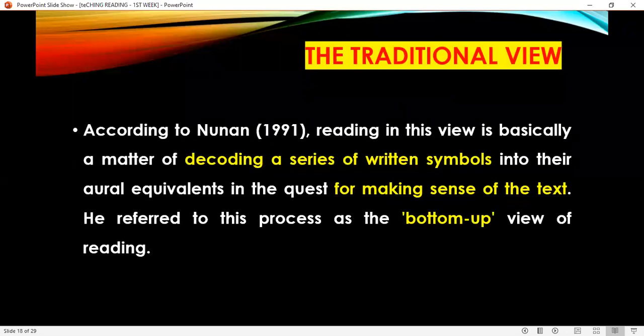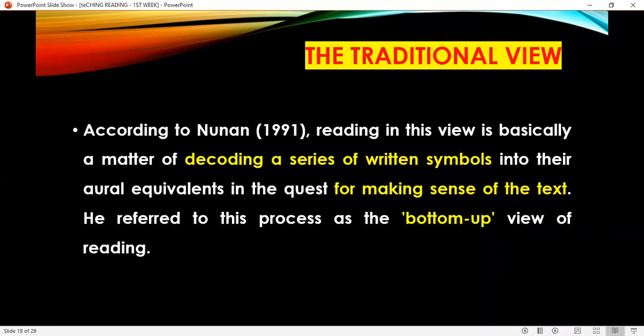So then here we have, according to another linguist, Nunan, 1991 again, reading in this view is basically a matter of decoding a series of written symbols. Notice, this is the focus of this view. Decoding a series of written symbols into their own equivalents in the quest for making sense of the text. If you decode these written symbols, you can make sense of the text. And how do we call this view? Bottom up. Remember, we have seen this term before, right? Bottom up.